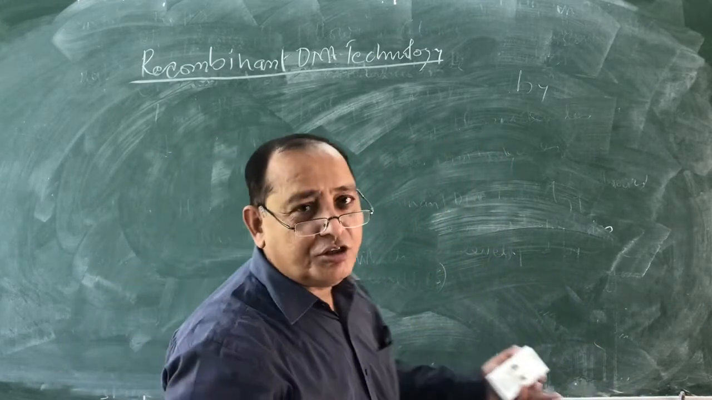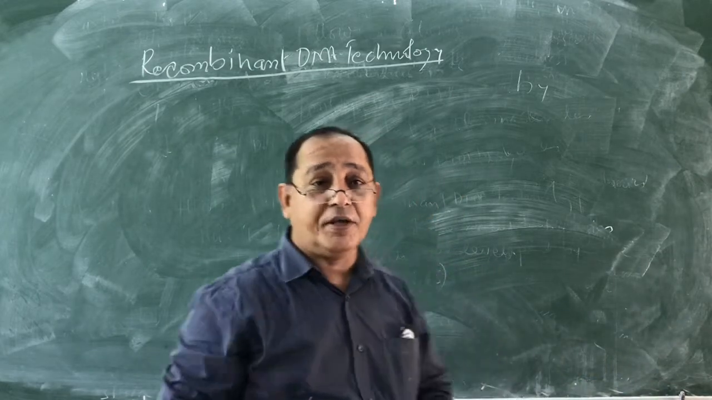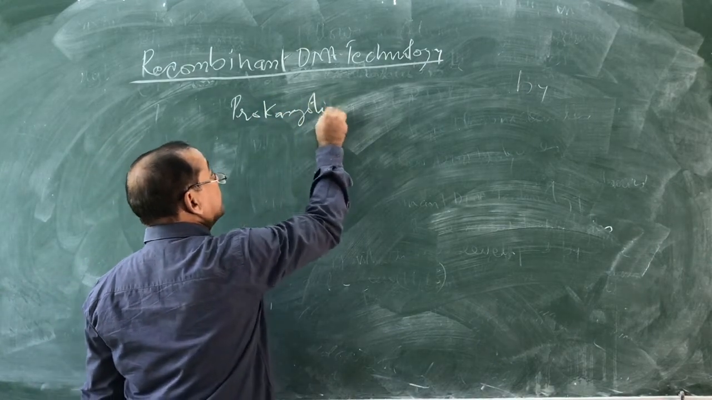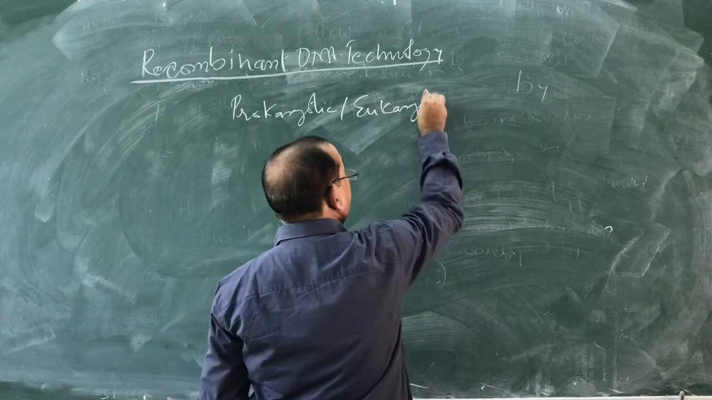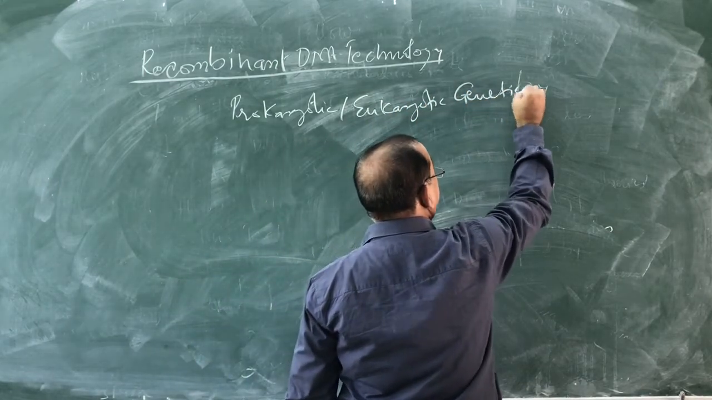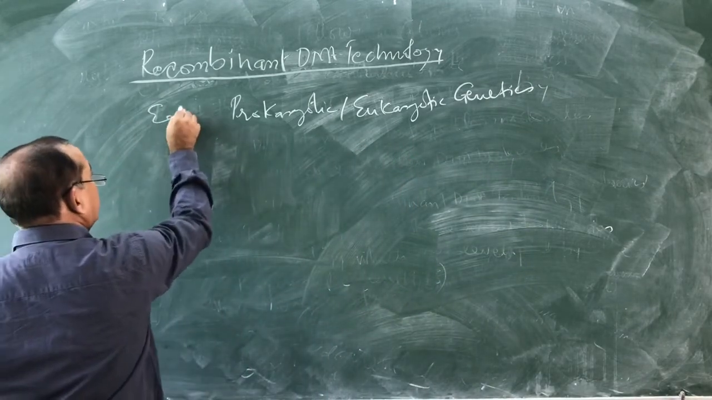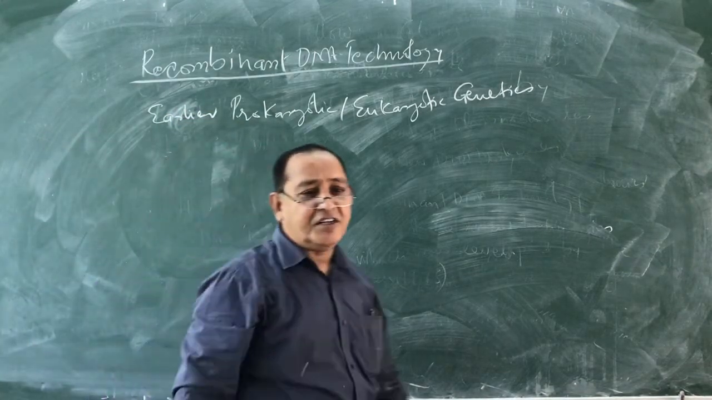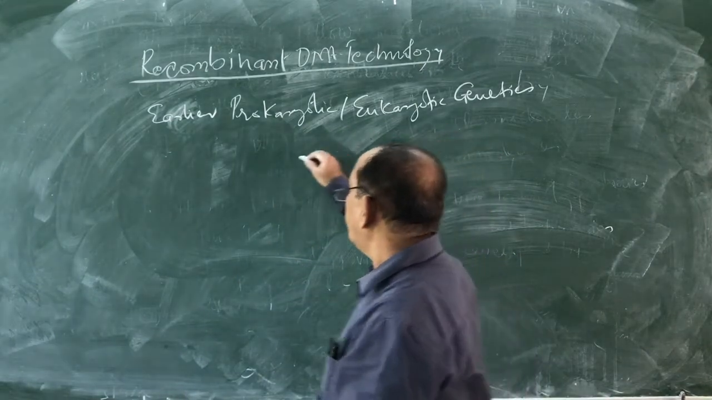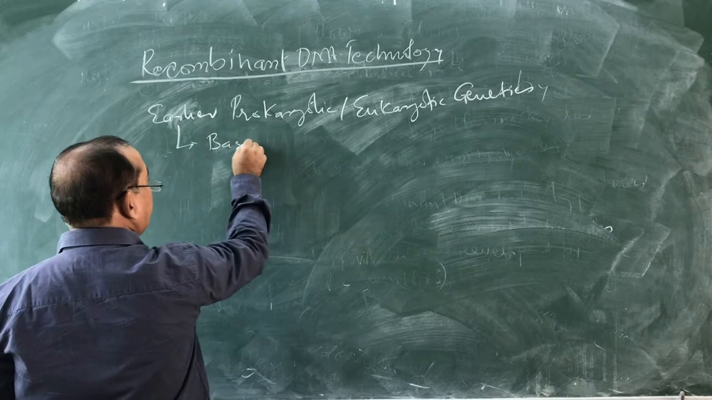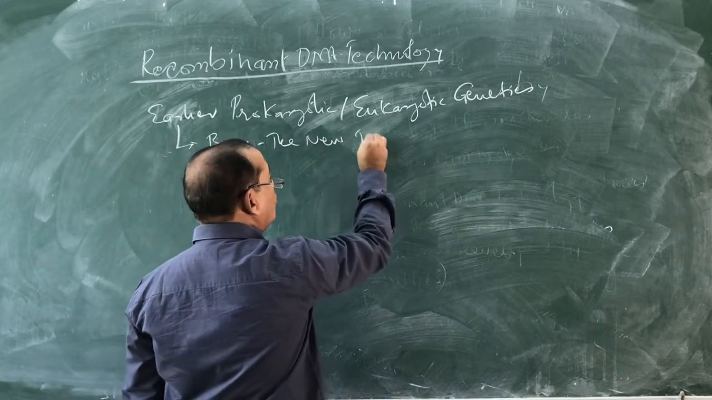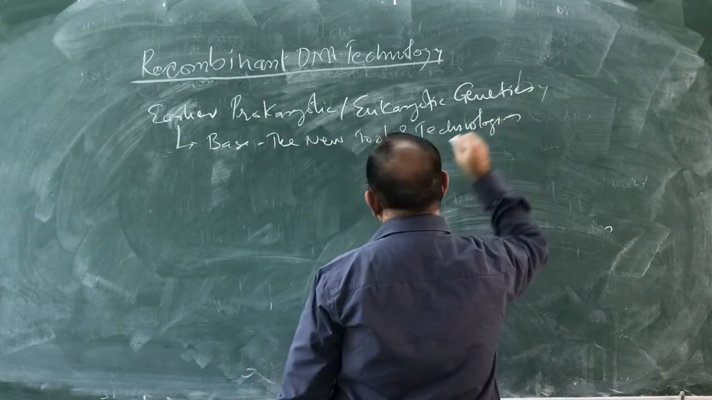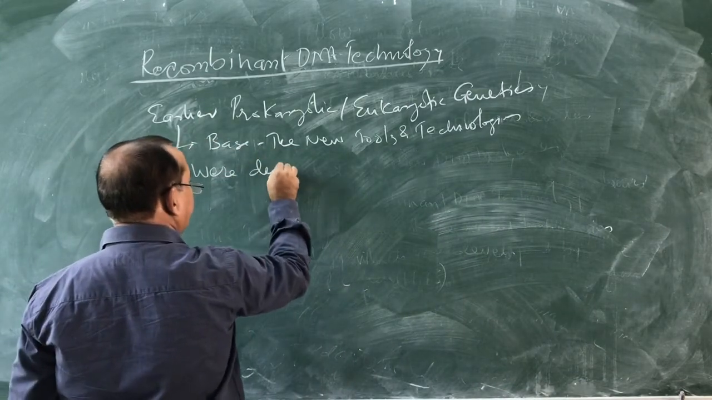Long ago, when research was done, you studied prokaryotic and eukaryotic genetics. Earlier, prokaryotic and eukaryotic genetics, on the basis of this genetics, new technologies, new tools and technology were developed.